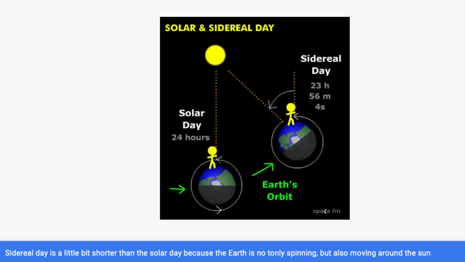There are other ways to measure how long it takes for the Earth to rotate too. One of them is called a sidereal day, and it's a little bit shorter than the solar day. This is because the Earth is not only spinning, but also moving around the Sun.